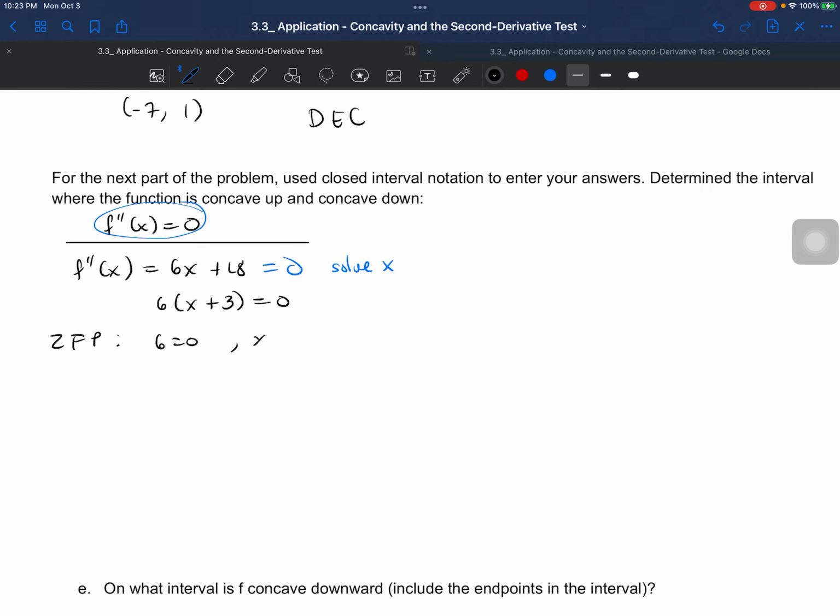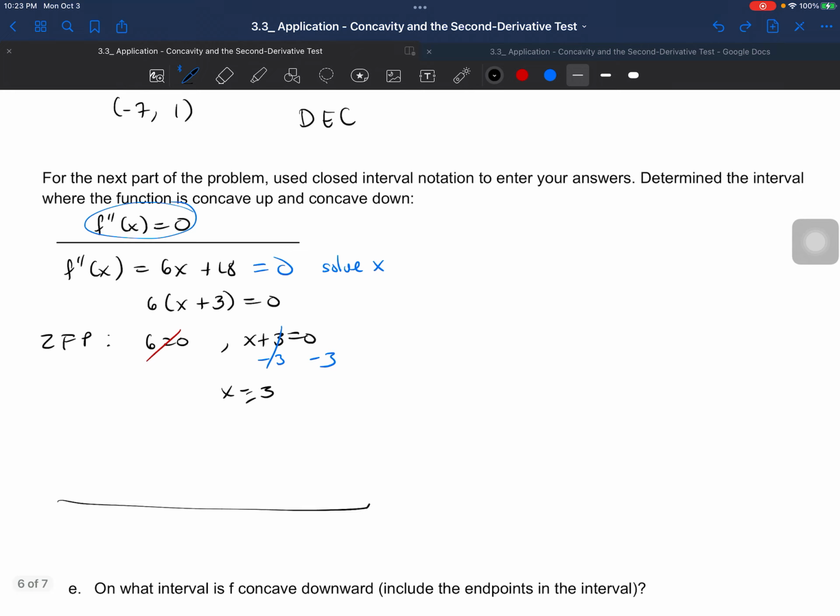By the zero factor property, this implies that 6 equals 0 or x plus 3 equals 0, right? But we already know that 6 is never going to equal 0. So it's only going to be x plus 3. So subtract 3, x is equal to negative 3. So that is the number line we're going to be using, right? And maybe add a little more space here. There you go. Negative 3, x, f double prime.